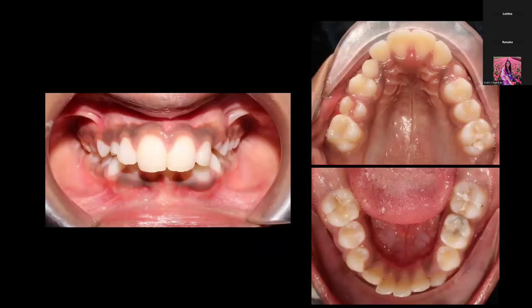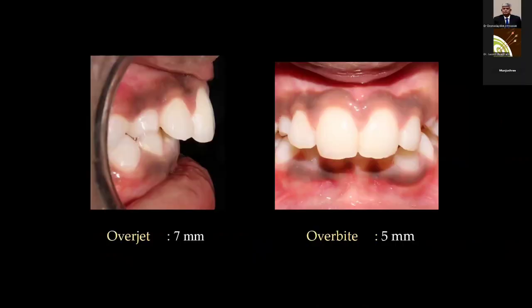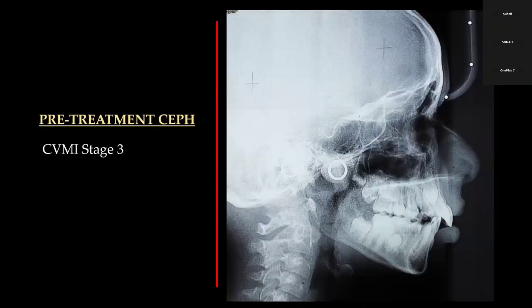This is the initial intraoral picture: deep bite, proclination. One side class 1, the other side is almost end on, going to a class 2 there. Overjet of 7 mm, overbite of 5 mm is present there. The OPG, nothing much, almost all the teeth are present, only the E's are remaining. Then the lateral ceph.